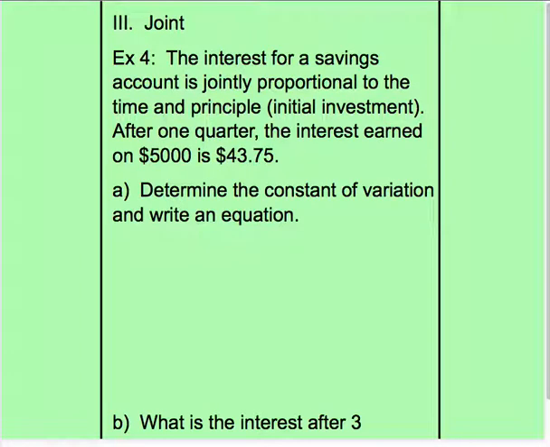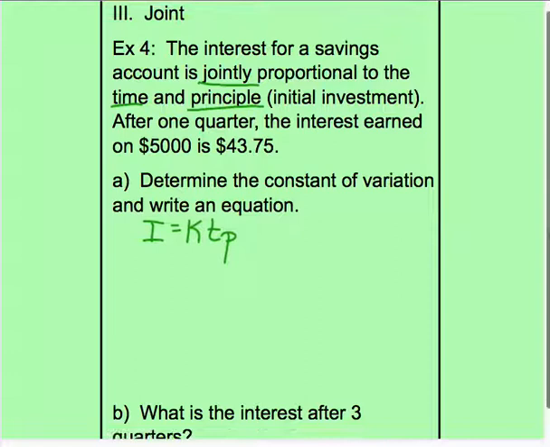Last example, we're looking at joint, and it is interest on a savings account. So interest for a savings account is jointly proportional. What that means is that we are multiplying these two pieces together. In this case, time and principal, which means the initial amount invested. After 1 quarter, the interest earned on 5,000 is $43.75.